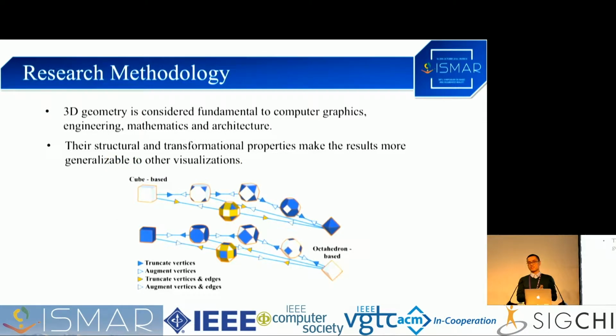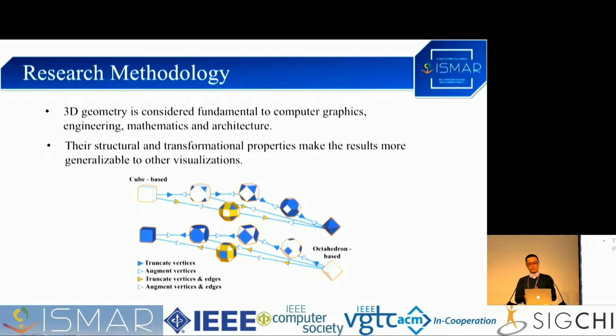And besides the intriguing interrelationships among the 3D solids, there are some additional reasons that we are using 3D geometries as a testbed. The first one is that 3D geometry is considered fundamental to computer graphics, engineering, mathematics, and architecture. And also for visualizations of abstract contents, for example, molecular structures or scientific data, the structural properties, like the basic structures of a 3D object, and also the transformational properties, like how the object can be transformed into another object, are generally considered crucial to our understanding of these abstract concepts.